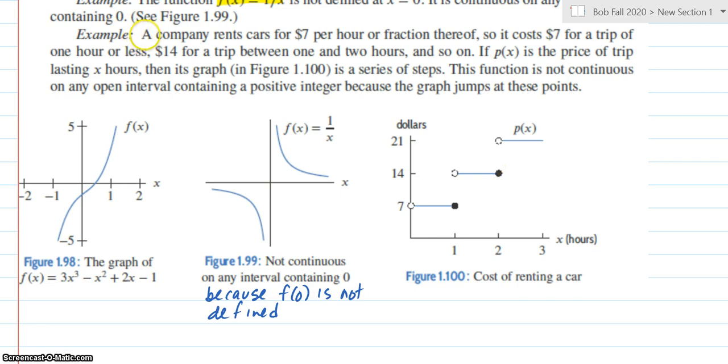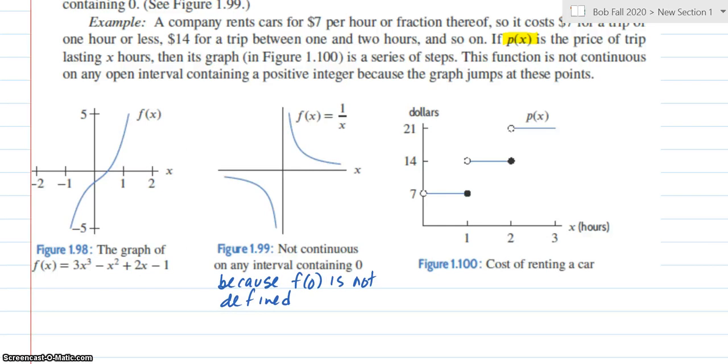By the way, this example said a company rents a car for $7 per hour or a fraction thereof. So it costs $7 for a trip of 1 hour or less. So right here it's a constant line from 0 to 1. It costs $7. $14 for a trip between 1 and 2. So again, it's a horizontal line between 1 and 2. And then so on. If p of x is the price of a trip lasting x hours, then its graph is a series of steps. This function is not continuous on any open interval because it jumps at these points.